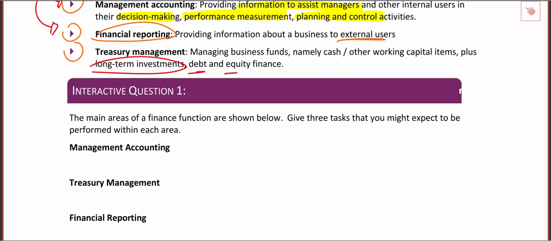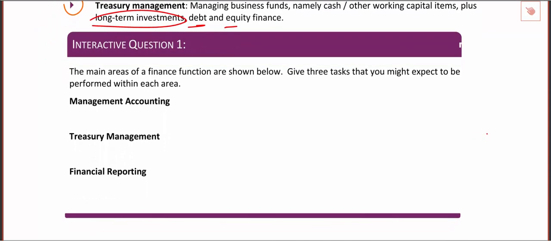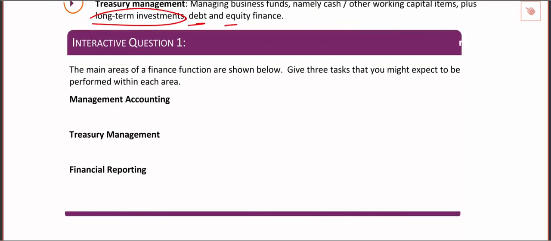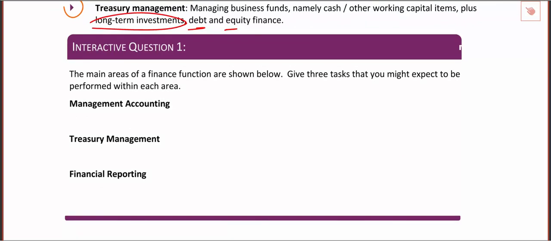Okay, so we've got the first interactive question of the chapter. So as always, what we'll do is I'll get you to just pause the recording there. Have a think about those different headings. So we're looking for 3 tasks you might expect to be performed within each area. If you can't think of 3, that's fine. Just come up with a couple, and then click play again, and we'll have a chat through those. Okay, so if you can pause that now and have a go.